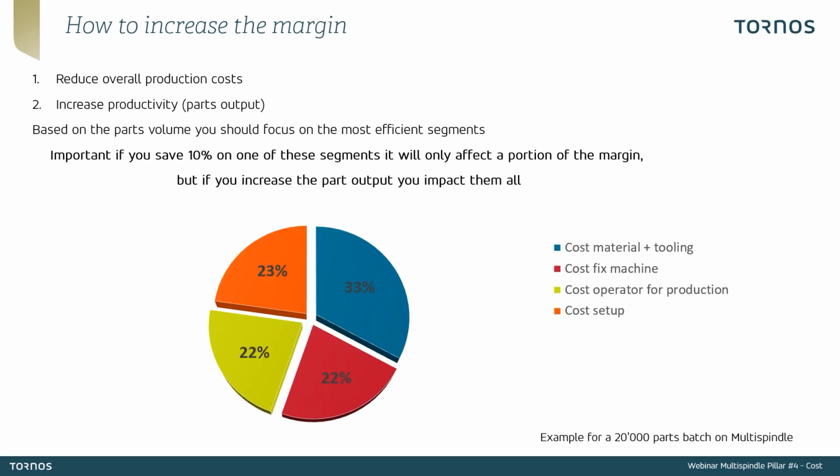Here you see the four segments calculated based on a batch of 20,000 components. You can see they are quite well balanced. Of course, the material and insert, depending on the type of machining you have to do, could change. But we can see quite a well balanced position.